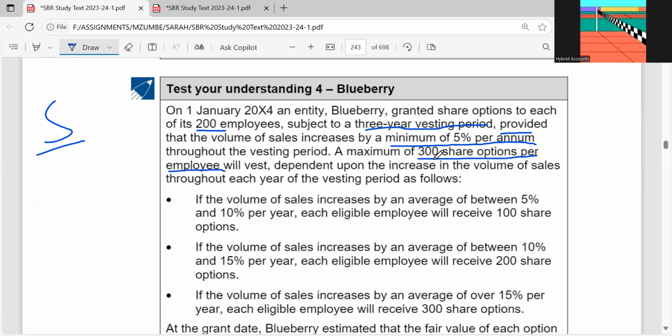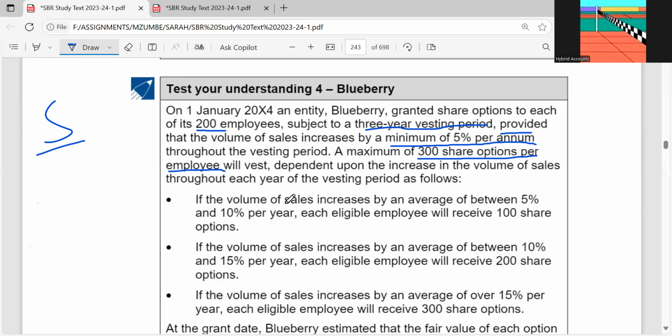You already know the number of options per employee, but we do not know the employees who will be available for the whole of 3 years, right? Which you will obtain. And then, as I showed you, you need to know the fair value at grant date. Even if you don't see it right away, you know that you need that, right? And then the time apportioning. Okay, now this is just further information, right?